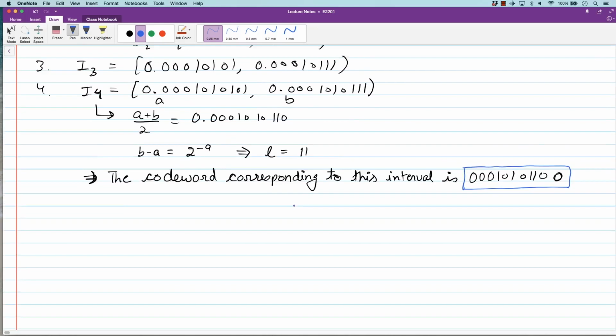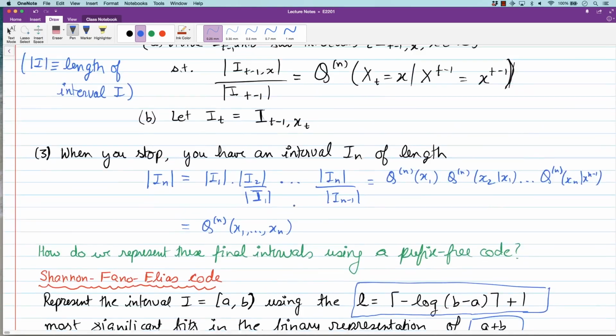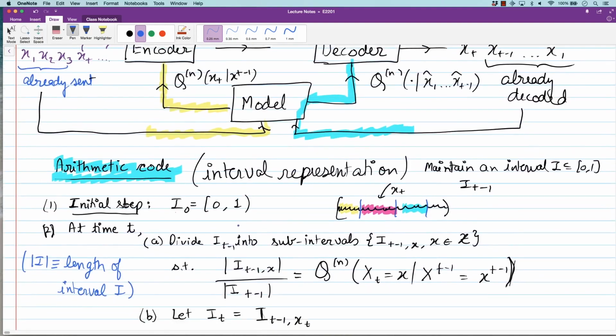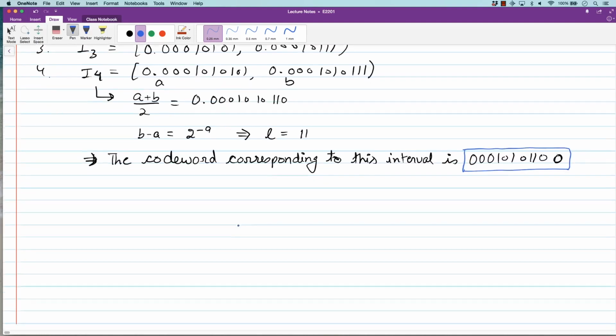Okay, so with this example, I hope the encoding procedure here is a little bit clear. Now let's look at the decoding procedure.